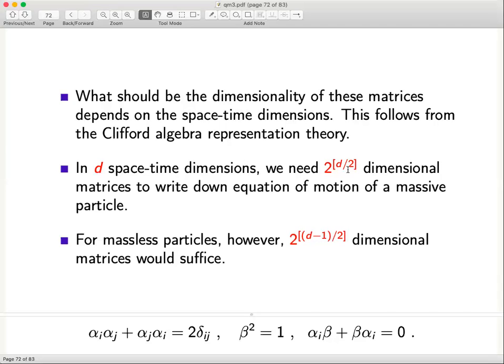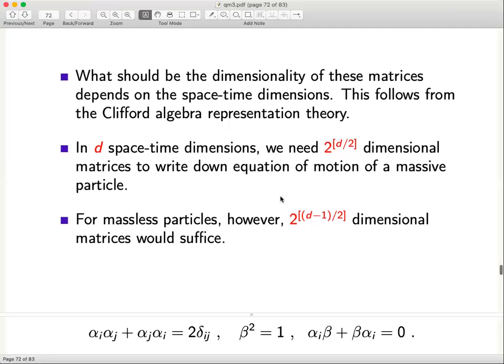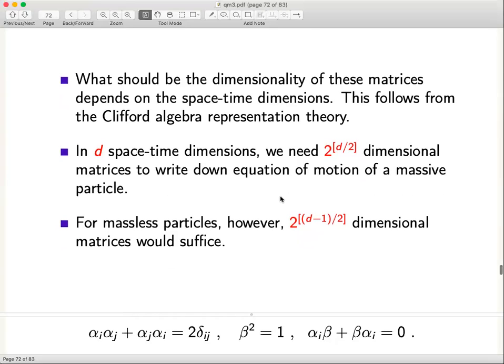So what the Clifford algebra representation theory tells us is that if you are in d space-time dimensions, then we need 2 to the d by 2 (integral part) dimensional matrices to write down the equation of motion for a massive particle. On the other hand, if you are studying a massless particle, then you don't need matrices of that size. You need a matrix which is 2 to the [d minus 1 by 2]. So they are smaller matrices.